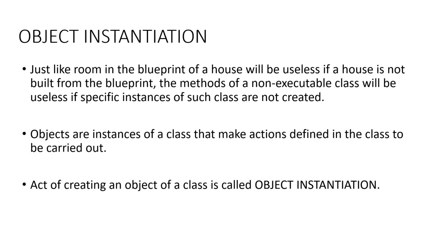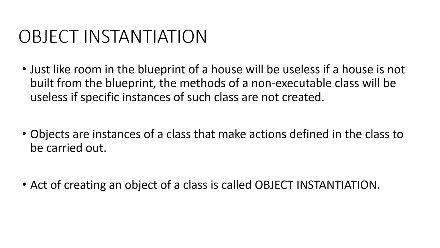Objects are instances of a class that make the actions defined in the class to be carried out. Object instantiation is the act of creating an object of a class. So objects are instances of a class that make the actions defined in that class be carried out. Don't forget that the actions defined in that class refer to the method. That's why we say the method of a class will be useless if specific instances of such class are not created.